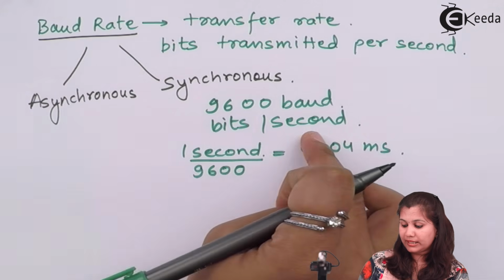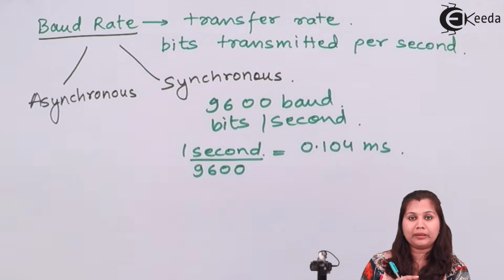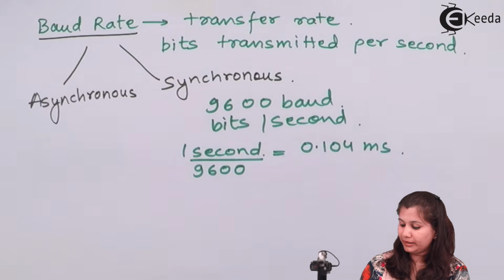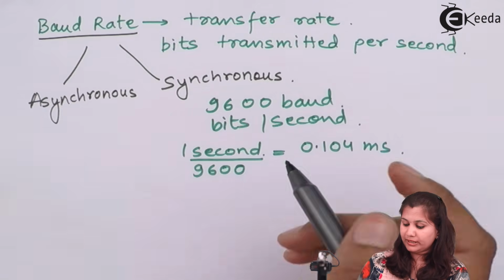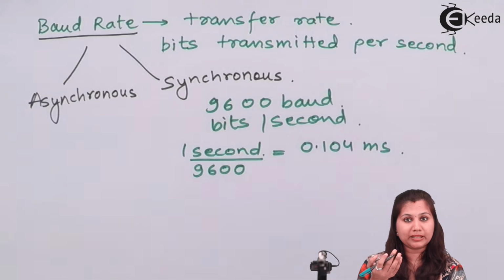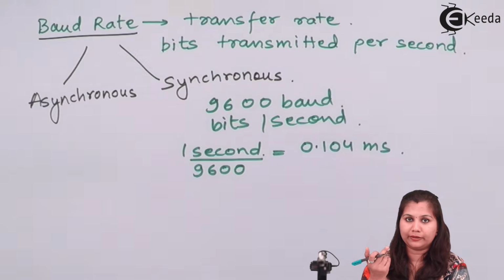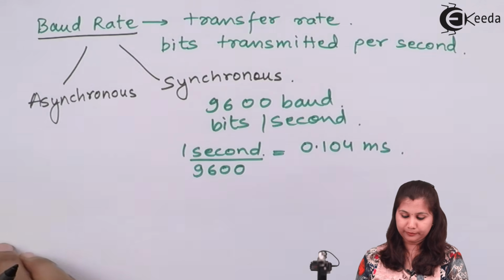Because in 1 second 9600 bits are transmitted, if we want to calculate the time taken to transmit one bit, it will be 0.104 milliseconds. So in this way, using the baud rate, we can calculate how many bits are transmitted per second, and also how much time is taken to transmit one bit. So this is the term called the baud rate.